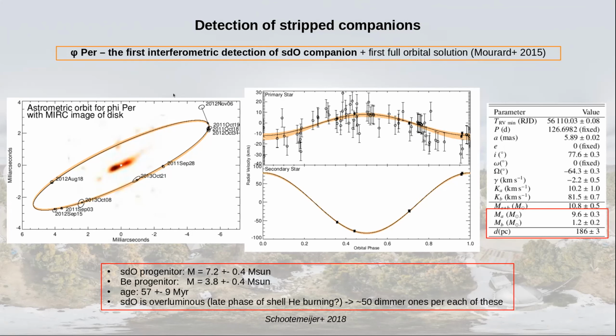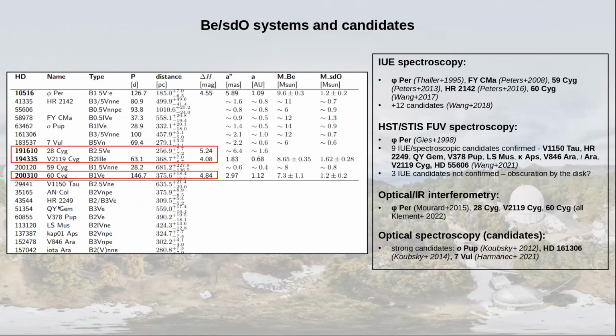Here I just compiled all of the BE sdO, the subdwarf O-star systems that are known or suspected. And we can see one thing in common here, which is that the separation is of the order of 0.4 to 1.1 AU, which at these distances, these are really nearby stars. This translates to a few milliarcseconds of separation or less. So we need optical interferometry for this.